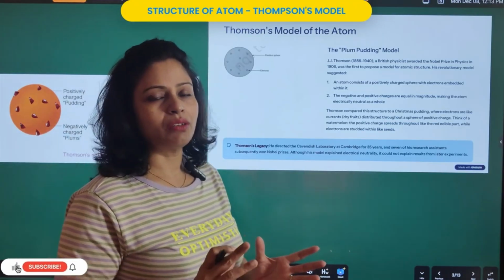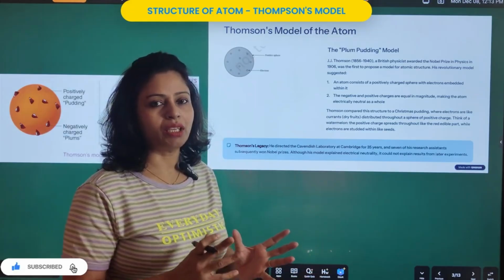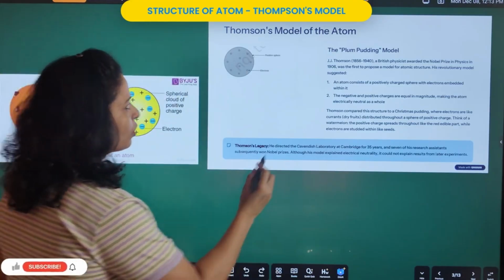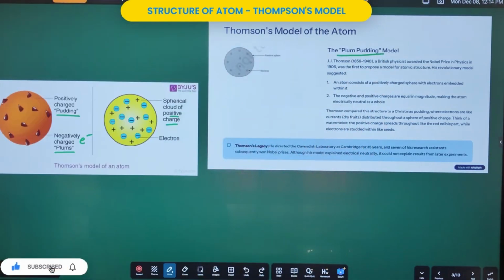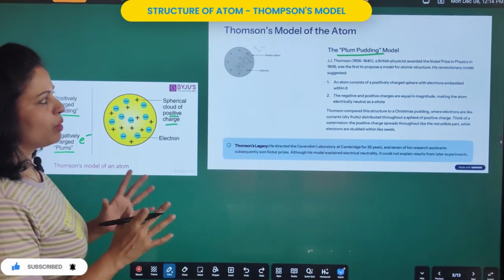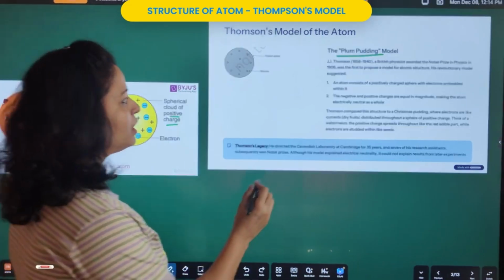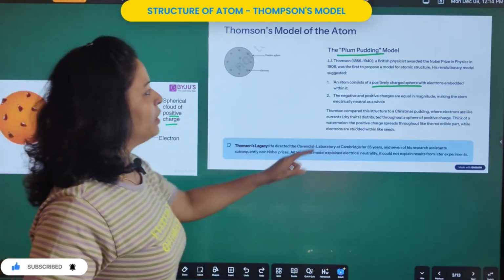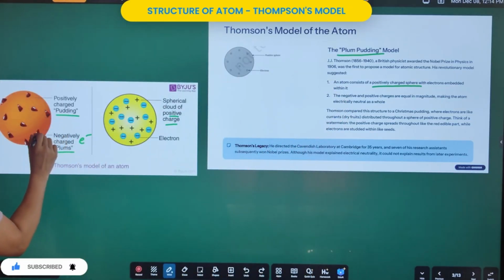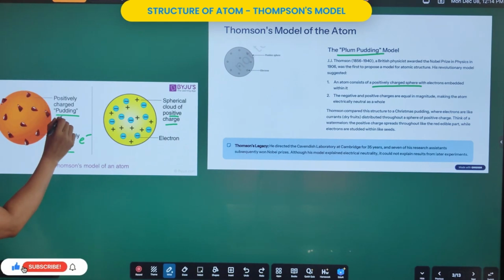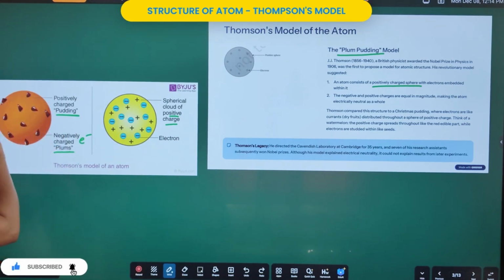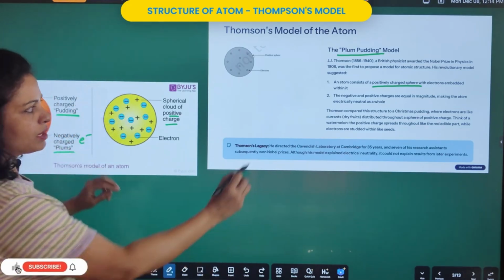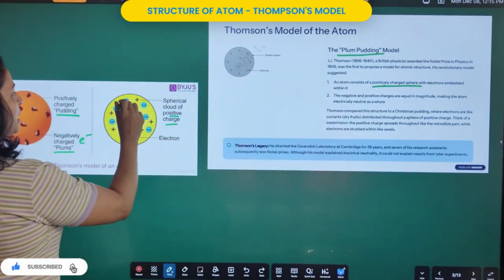The first model of the atom was given by Thomson. That was called Thomson's model of the atom, or the plum pudding model. In the plum pudding model, Thomson said that an atom consists of a positively charged sphere with electrons embedded in it. Electrons are like the plums, and this positively charged sphere is like the pudding. If you see this figure, you can understand the atom is made up of a positively charged sphere and electrons embedded within it.